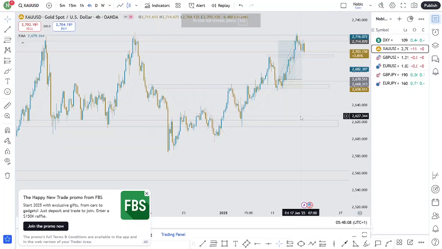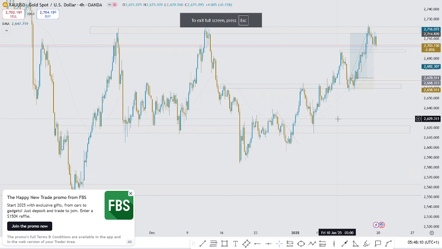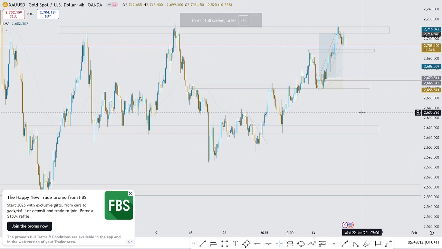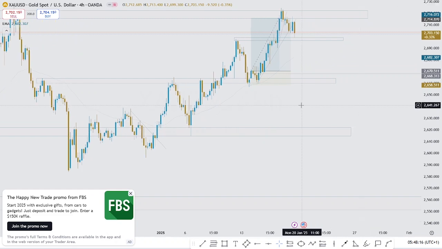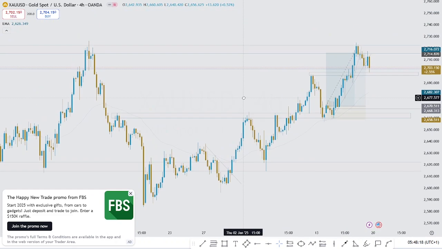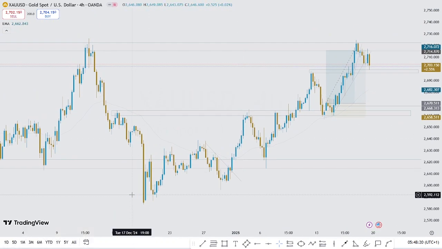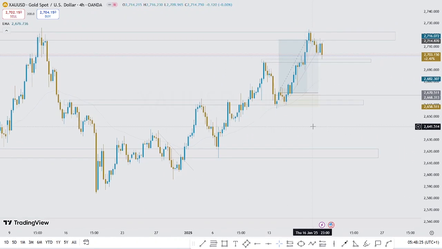So here is the first trade I had this week. It was on gold. Hope you guys can see this. Let me zoom in. Okay, yeah, it was on gold. As you can see, I had my first trade on gold. I took this trade on Monday.